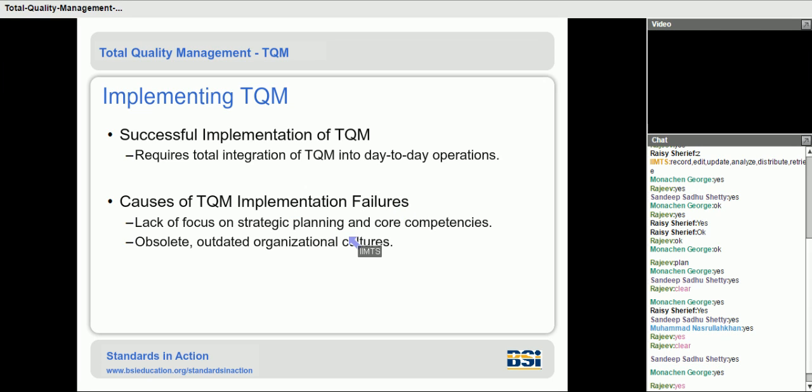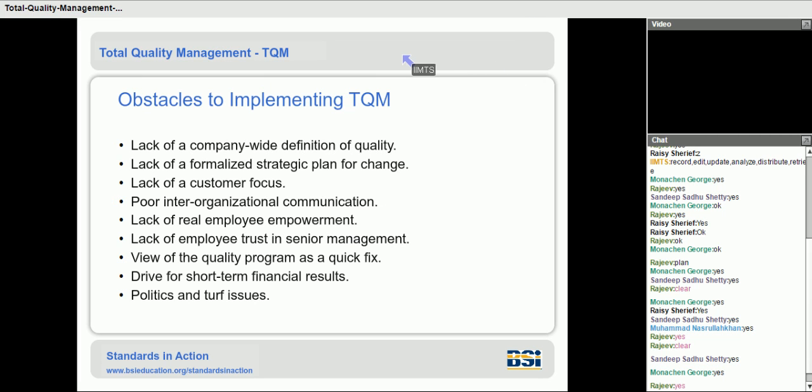Then cause of total quality management implementation failures: lack of focus on strategic planning and core competencies, obsolete, outdated organizational cultures. Then what are the obstacles to implementing total quality management? A lack of a company-wide defining of quality, lack of formalized strategic plan for change, lack of customer focus, poor inter-organizational communication, lack of real employee empowerment, lack of employee trust in senior management, view of the quality program as a quick fix, drive for short-term financial results, and politics and turf issues.